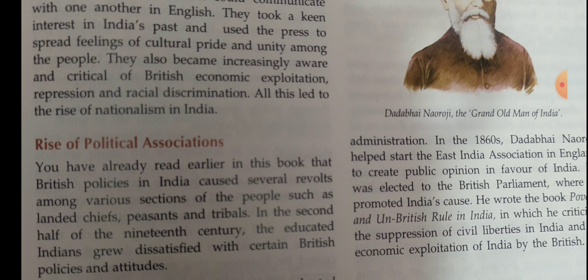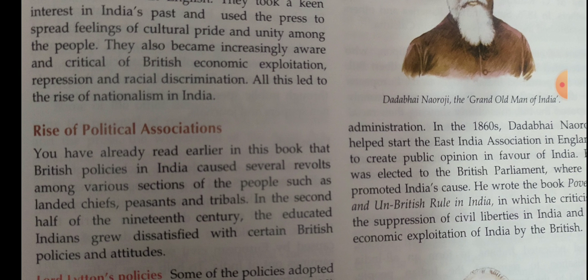First he increased taxes in India for what? To meet military expenses. In 1877 the maximum age for appearing in the ICS examination was lowered from 21 to 19, and in 1878 Lytton passed the Arms Act, which denied Indians the right to possess weapons. Okay, and next, early political associations.